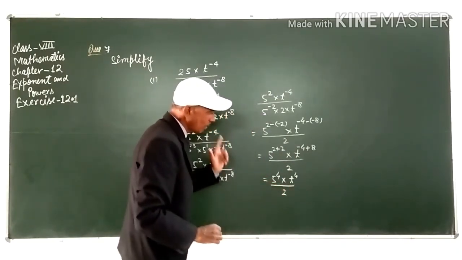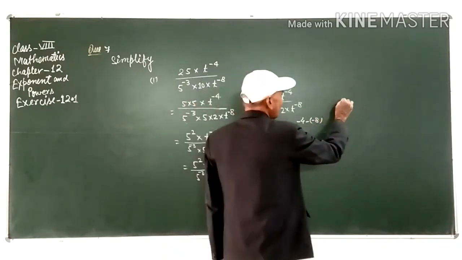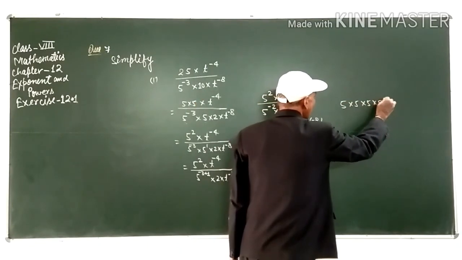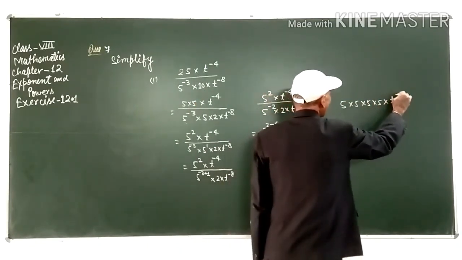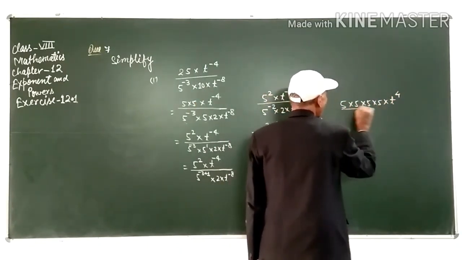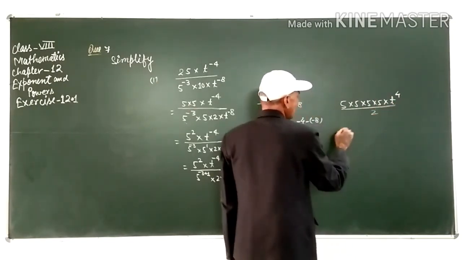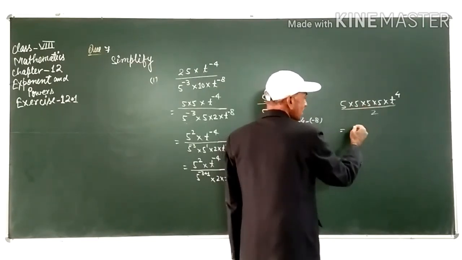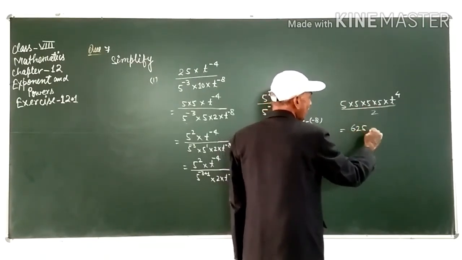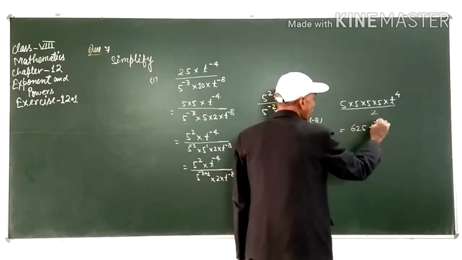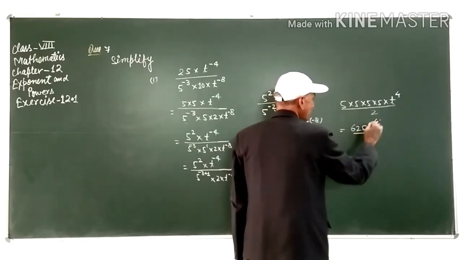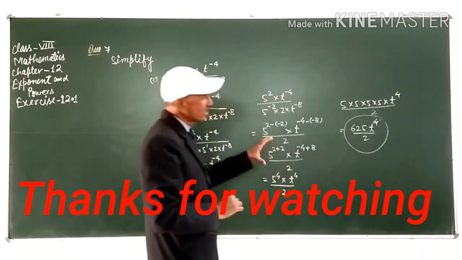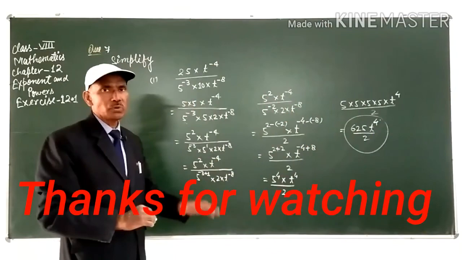So 5 to the power 4 means 5 into 5 into 5 into 5, into t to the power 4 upon 2. So it will be, students, 5 5s are 25, 25 5s are 125, 125 5s are 625, t to the power 4 by 2. So this one is the answer, students. And the second part of this question you have to do yourself.